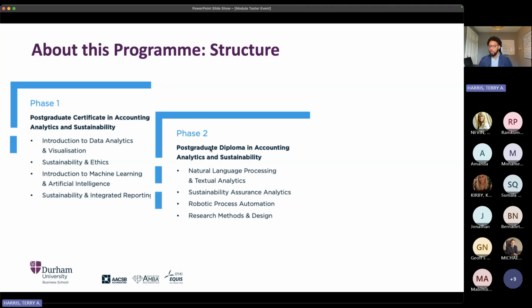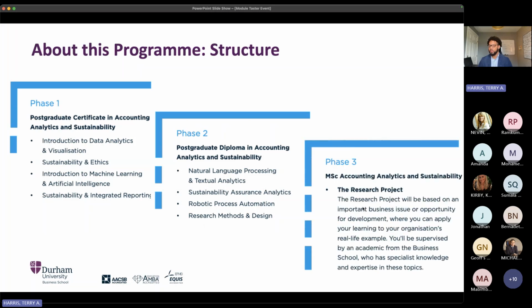In the second phase, we have the postgraduate diploma in accounting analysis and sustainability. In order to complete the diploma, you have to complete the following modules: natural language processing and textual analysis, sustainability assurance analytics, robotic process automation, and research methods and design. And then the final phase, which allows you to achieve the full master's in accounting analytics and sustainability, requires the production of a research project. This is essentially a dissertation. Of course, today we're going to be focusing on the first module, just to give you a brief, high-level view of what the module Introduction to Data Analysis and Visualization is all about.